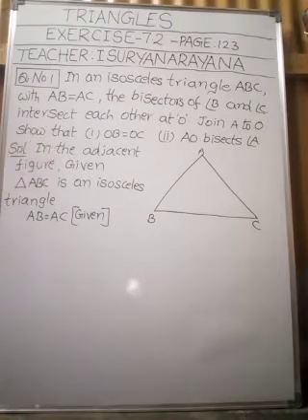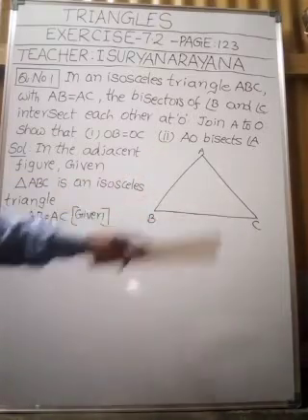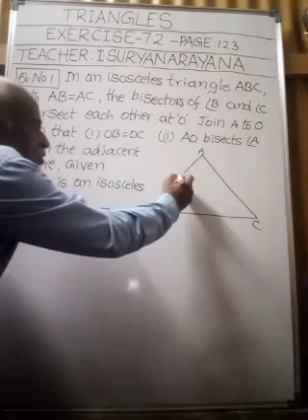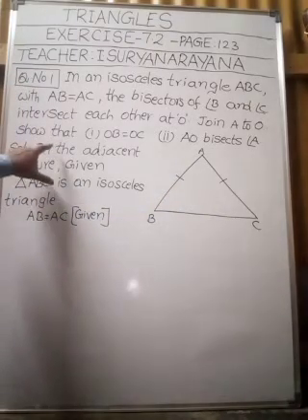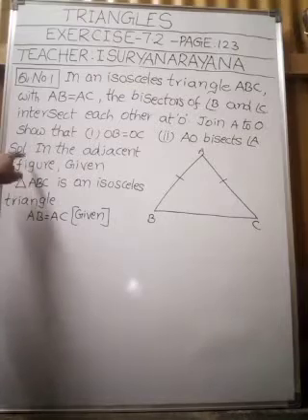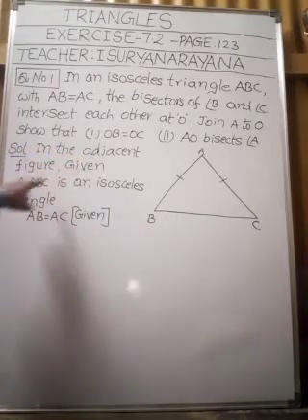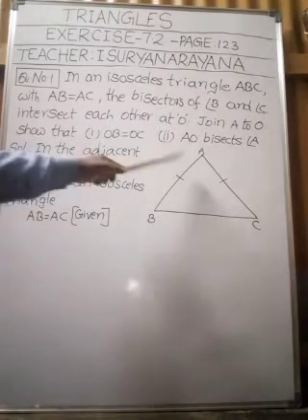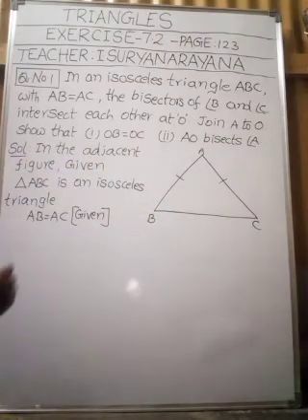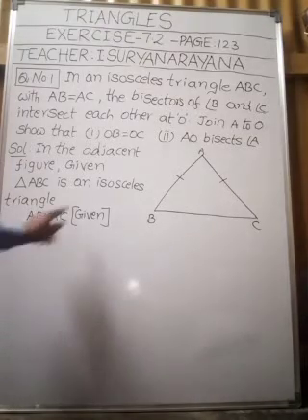According to the question, let us draw a triangle ABC. What is given? AB is equal to AC. Come to the solution part. In the adjacent figure, given triangle ABC is an isosceles triangle, and also given that AB is equal to AC. Immediately, what can you write here? By theorem 7.1, the angles opposite to equal sides are equal.